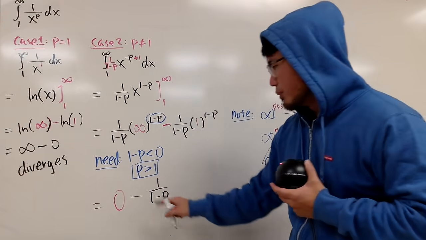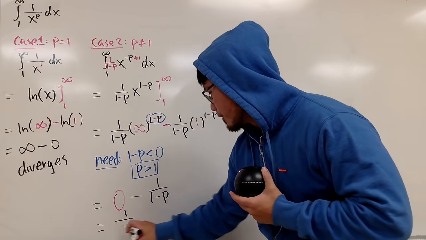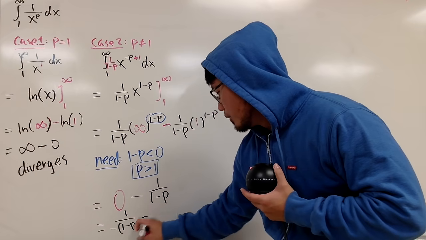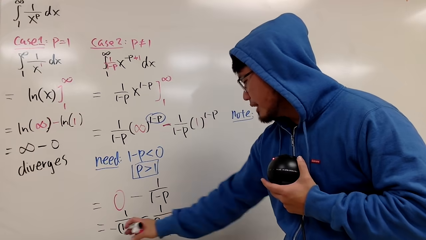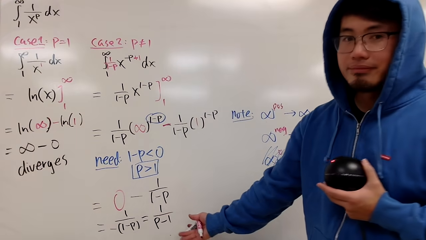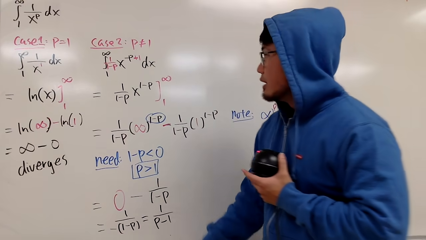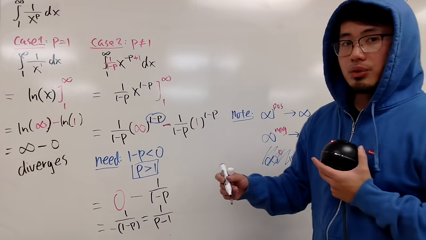So if you would like, you can put a negative down in the denominator. So you're looking at, that 0 doesn't matter, 1 over negative 1 minus p. We'll distribute 1 over positive p. Let's put that down first. And then minus 1. Just like this. Very, very cool, huh? So here is the conclusion that I would like to present to you guys.